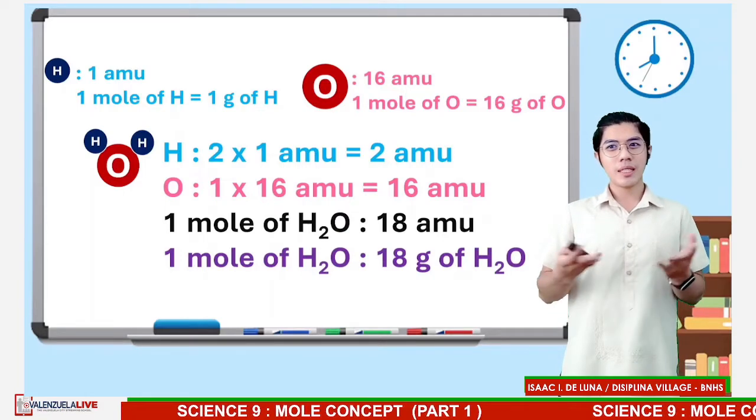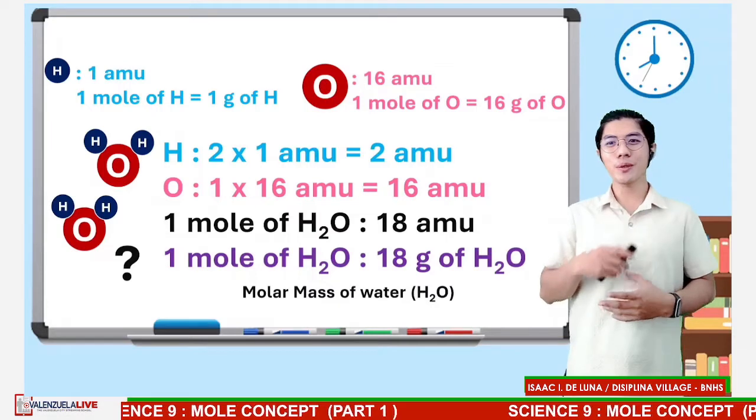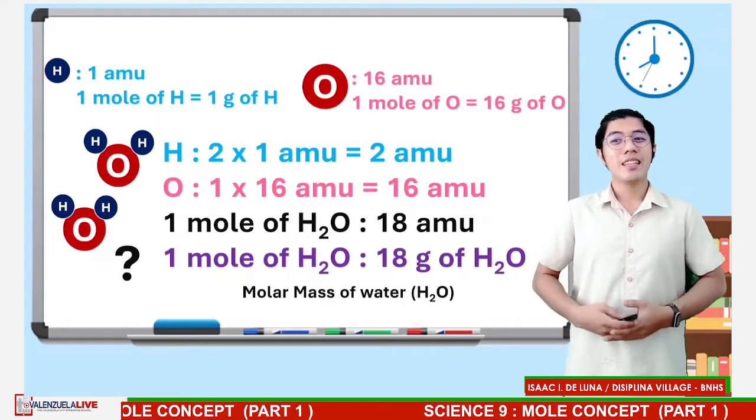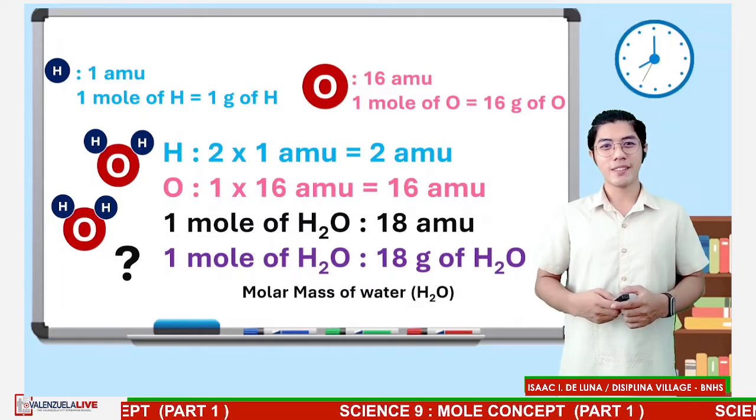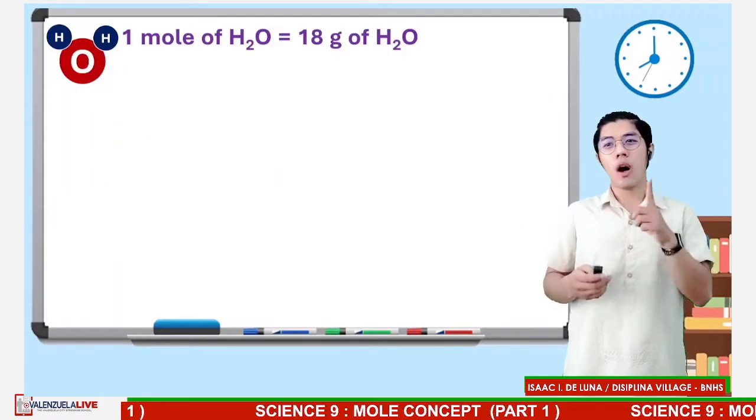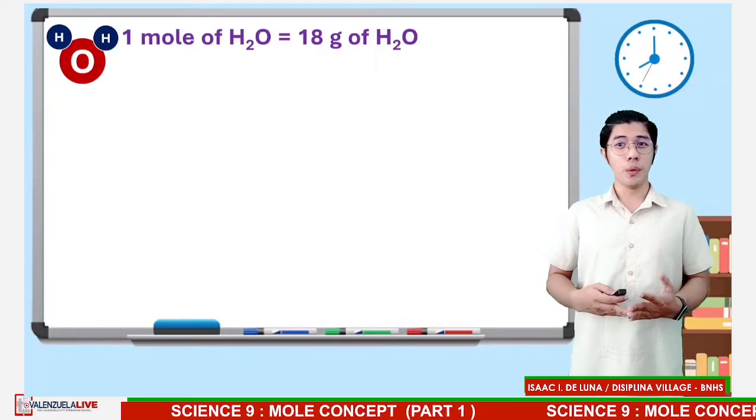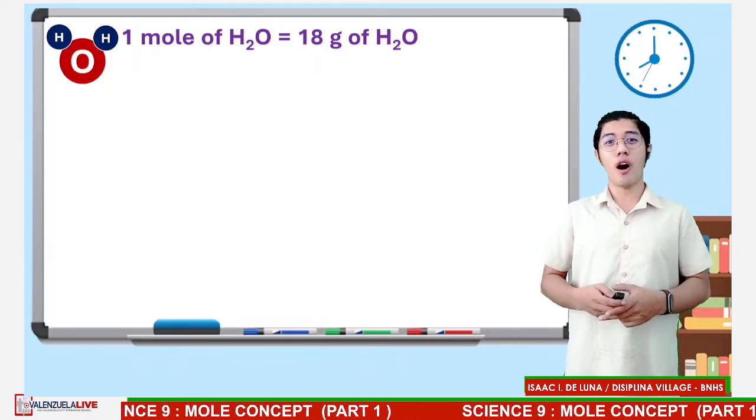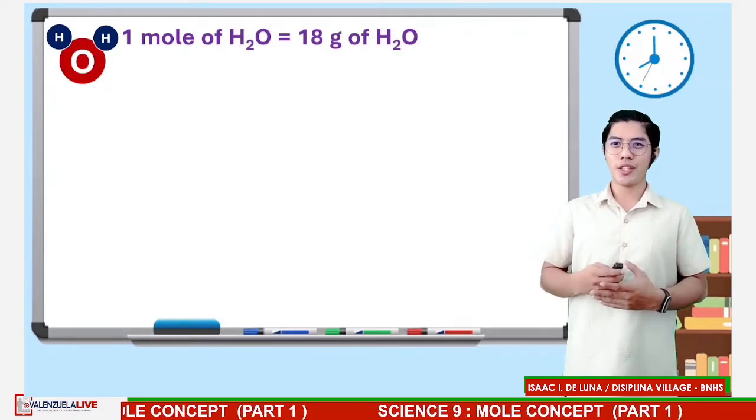Seems easy, right? Then, how about for 2 moles of H2O? What will be the mass of 2 moles of water? We already know that 1 mole of H2O is equal to 18 grams of H2O. Now, we want to know the mass of 2 moles of H2O. Let's start with this equation.